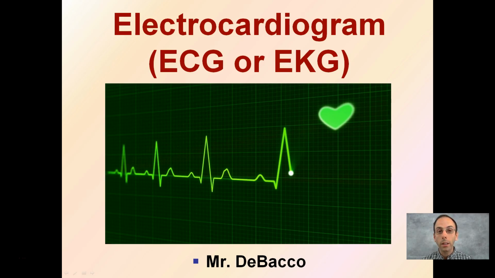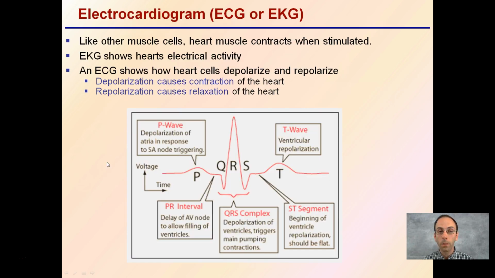Okay, here we're going to look at an electrocardiogram, sometimes abbreviated ECG or EKG. And we're going to get appreciation for these little peaks and valleys and what these actually mean and how they indicate what's normal for a properly beating heart. So starting in general, like other muscles, the heart muscle contracts when stimulated, and an EKG shows the heart's electrical activity.